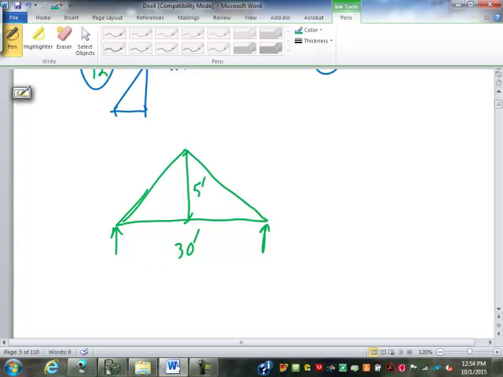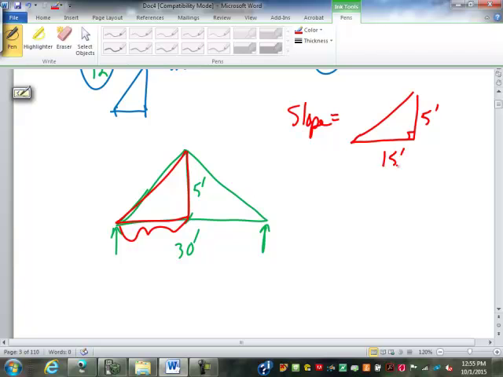Five-foot rise. To find the slope, we're only concerned with half the triangle here. Because for slope, we want the rise, which is the 5 feet, but with the run, it's just this amount. That's half of the 30. It'll be 15 feet.